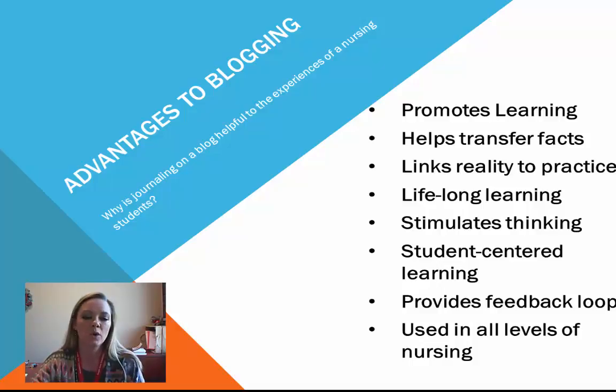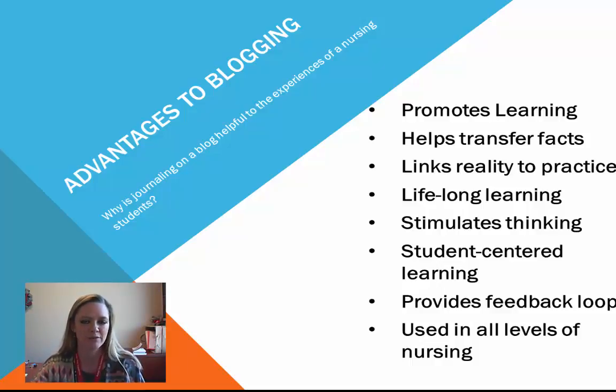Advantages to blogging. Journaling on a blog is helpful because it isn't just a piece of paper that you turn in that is only seen by one instructor; you can actually use it to reach a group of people. So it's going to promote learning. It's going to help you transfer facts and concepts from your lecture and your hands-on skills lab to the actual clinical floor. It links the reality to practice.